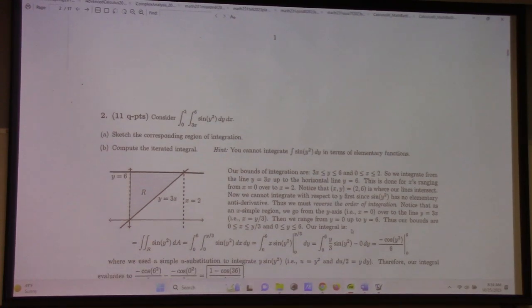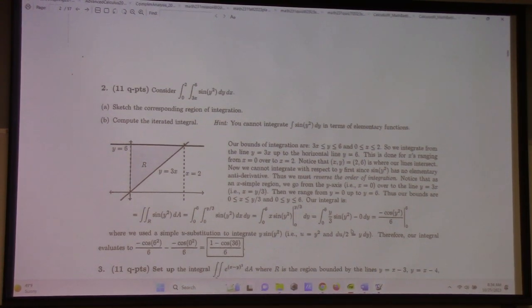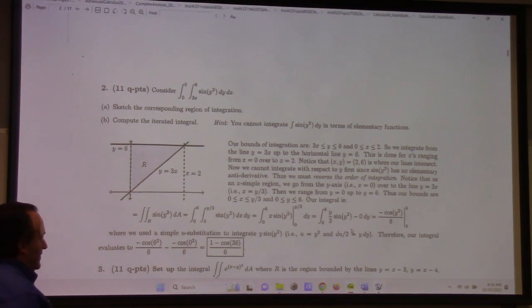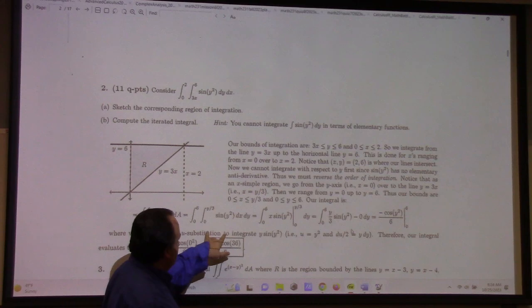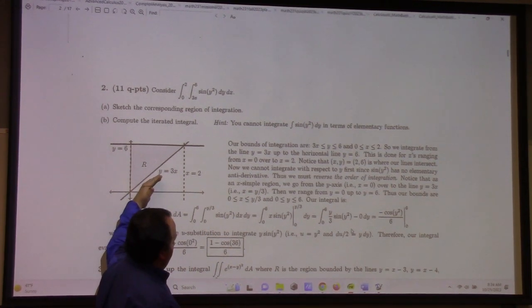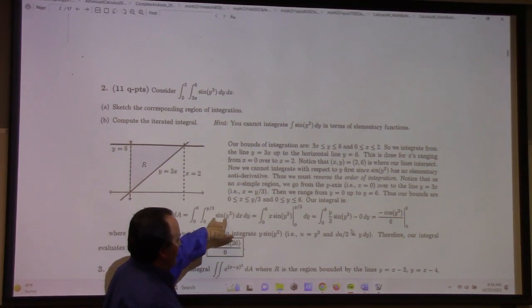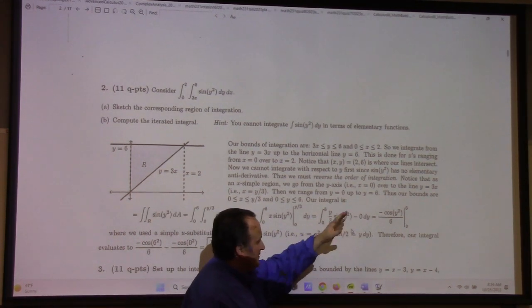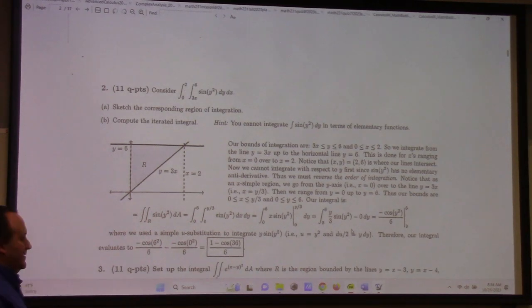Let's see here. This one, as some of you realized pretty early on, you can't integrate sine of y squared, so you need to set this up so that it's a type 2, I guess. So x goes from 0 to y over 3. And so when you do the x integral, it pops out a y over 3, and then all of a sudden you can do u substitution, and yay, answer. That's a pretty standard test question right here, all right?